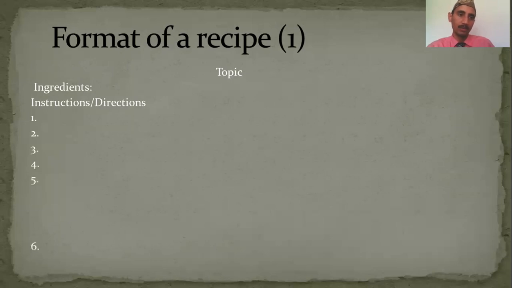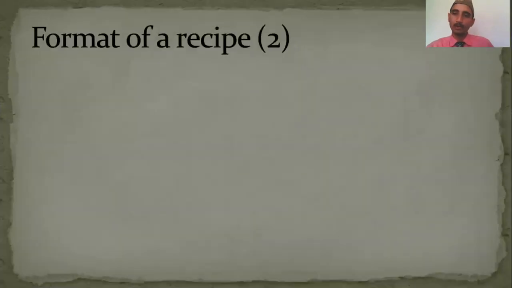The second thing, ingredients, which may be followed by utensils as well. We have given here only one title, that is ingredients, meaning materials. Suppose what materials are required for the preparation of rice pudding: milk, water, rice, sugar, coconut, and other necessary items. And instructions or directions, you can write here giving the number. The average number, I already told you, can be around maybe 8, 9, more or less. Let's see the second format of a recipe. The topic is the same here.